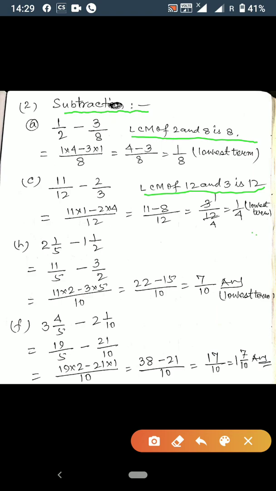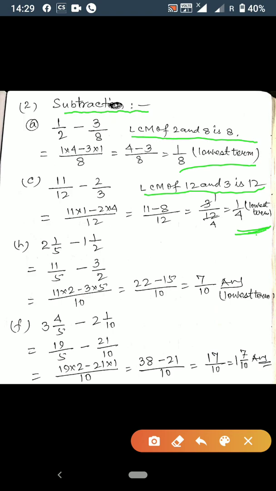Now here the common factor of numerator and denominator is 3. So divide numerator and denominator by 3. 3 divided by 3, quotient is 1. 12 divided by 3, quotient is 4. So your answer is 1 by 4, in lowest terms.